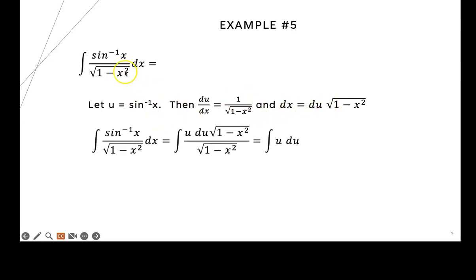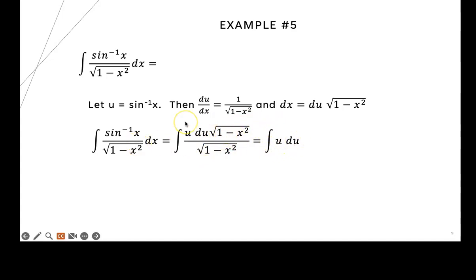And now when I do a substitution, I notice that u is the inverse sine of x part. And then dx was the du over the square root of 1 minus x squared, which will cancel with our denominator. That's key there. So all this reduced down to the integral of u du.